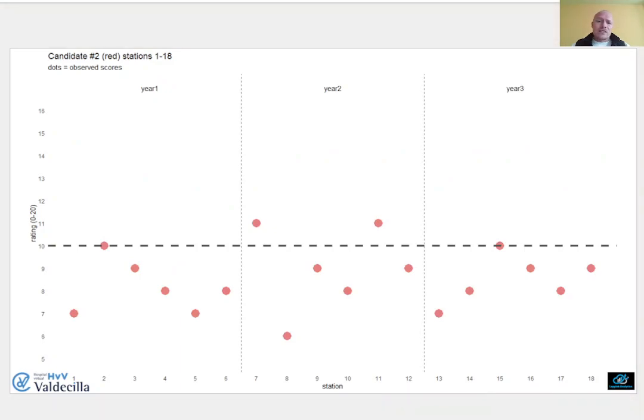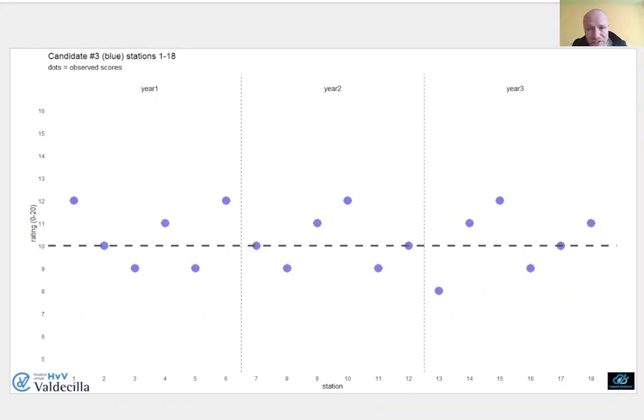The second candidate clearly performs worse than the first candidate, and in this case there are only 4 occasions of acceptable performance, meaning 16 cases of performance below or well below the standard. And the third candidate is somewhere in between the first and second candidate, with a mix of performance at, below, and above the standard, fluctuating around that 10 points or 50% line.